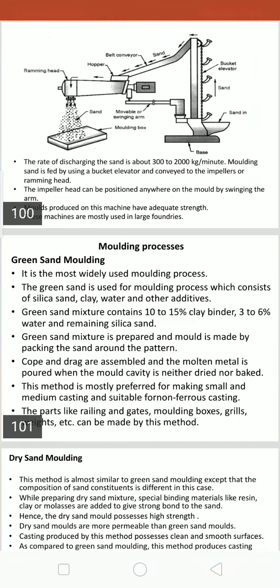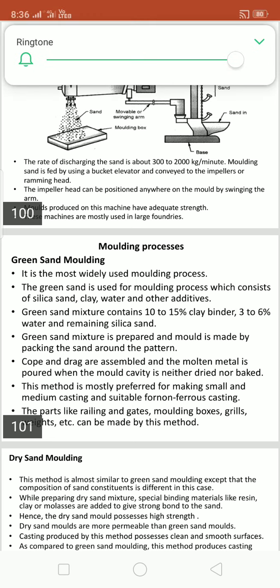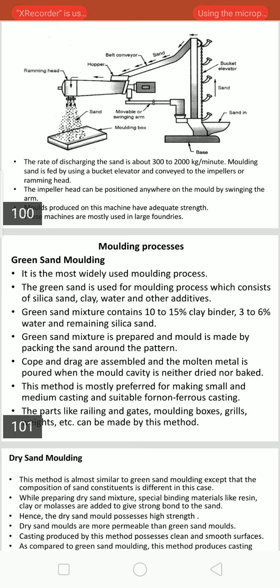Good afternoon, students. In the previous class, we have already discussed molding sands, their ingredients, properties, and some of the molding machines in detail. Those are used for medium to large castings. Now we will discuss different molding processes in this class.